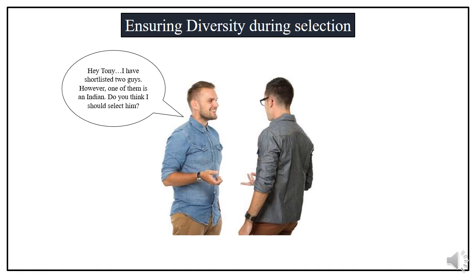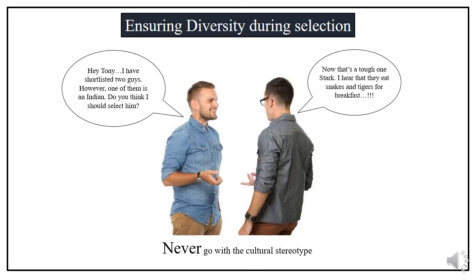The second slide talks about how a recruiter should never have the attitude of stereotyping based on cultural background. Here you can see the first recruiter has selected two candidates, out of which one is an Indian and he asks whether or not to select him. The other recruiter has a habit of stereotyping and says that people from India eat snakes for breakfast, so we should not hire him. From this, you should understand that as a recruiter, always focus on a person's talent, skills and abilities, which will help him perform in the organization. Cultural background does not matter at all.